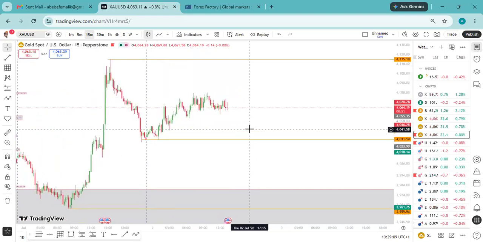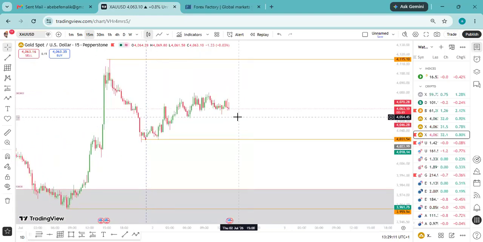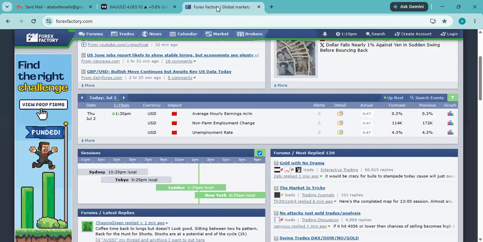Are we looking for buys or are we looking for sales? We have 45 seconds to go. 40 seconds to go. So we'll know anytime soon from now.